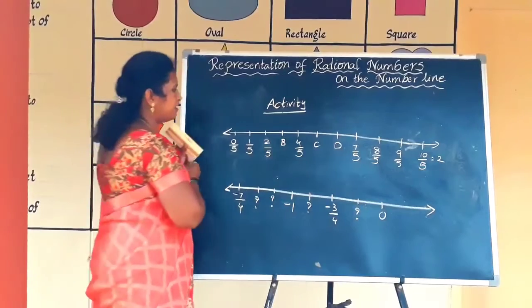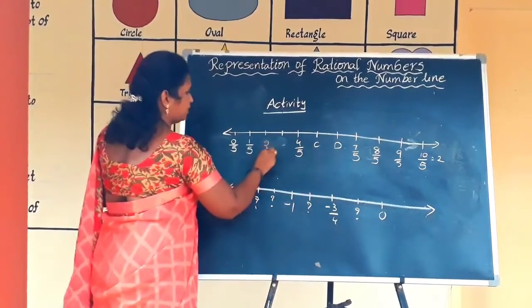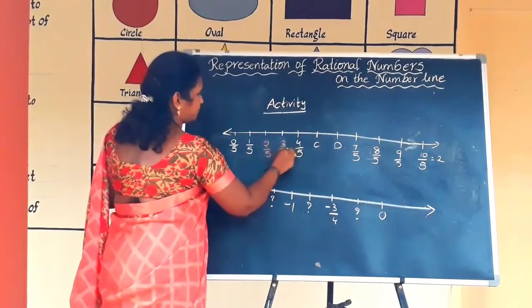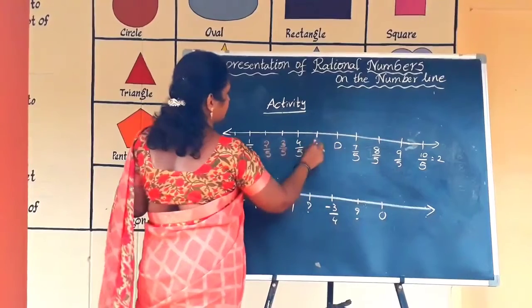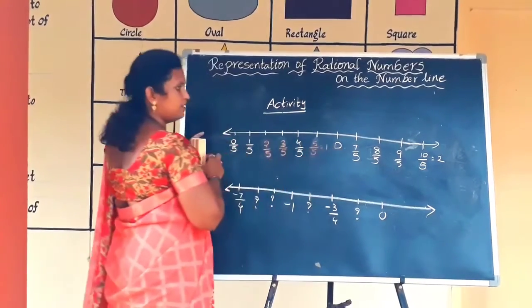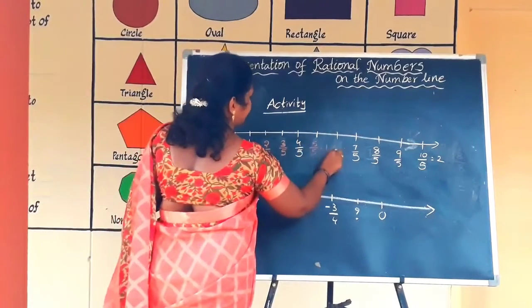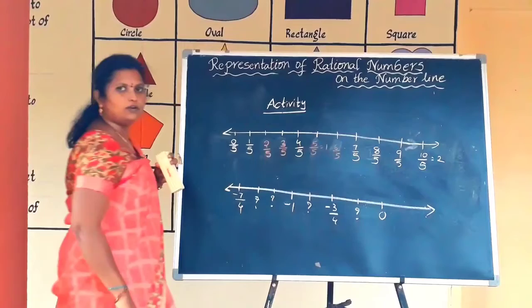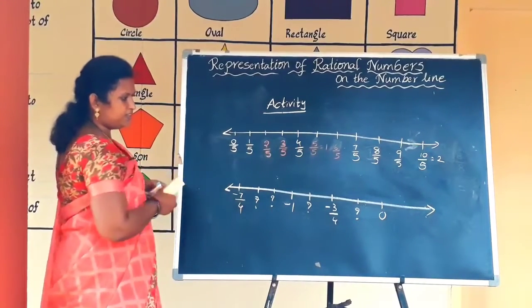What does B indicate? Here B indicates 3 by 5. Then what is C? C is equal to 5 by 5, which is equal to 1. Then what is D? D is 6 by 5. So, have you understood how to represent the rational numbers on the number line? Now, let us see the second one.